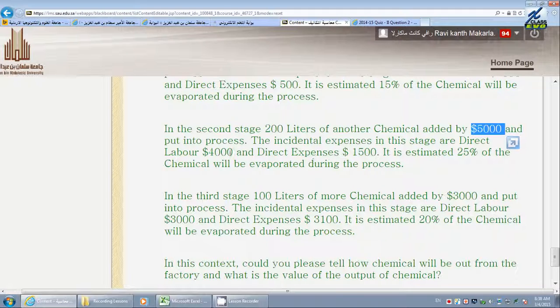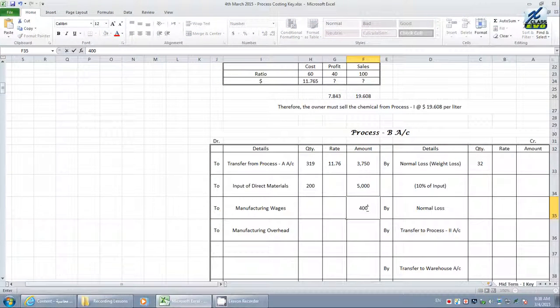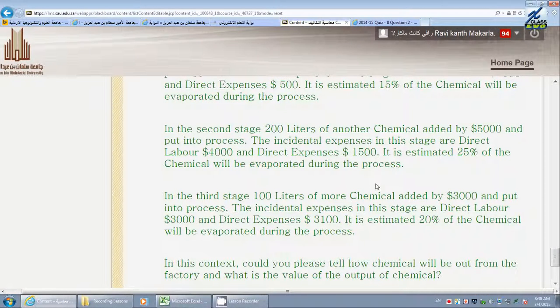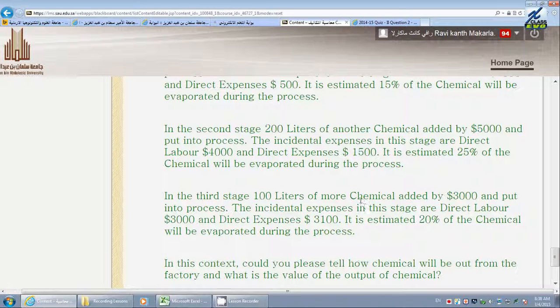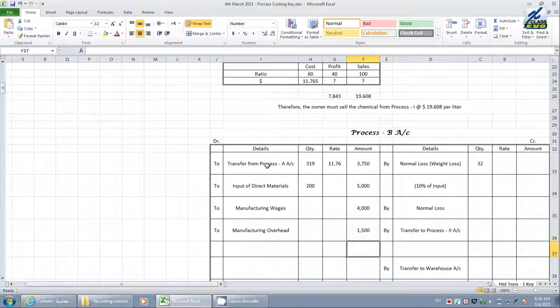Next, direct labor. The incidental expenses in this stage are direct labor $4,000. Okay, I am including direct wages. Next one is direct expenses is $1,500. Okay, very good. Till now the concept is clear. Then they say very clearly, it is estimated that 25% of the chemical will be evaporated. How much percentage been evaporated? 25% of the total input.